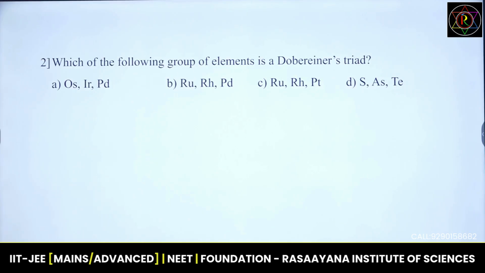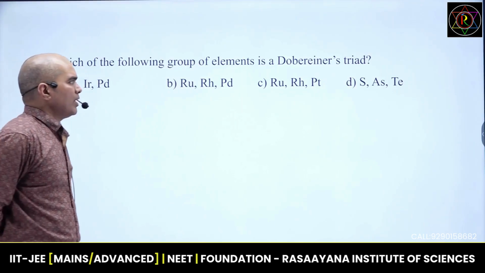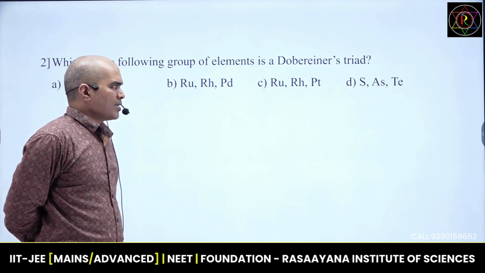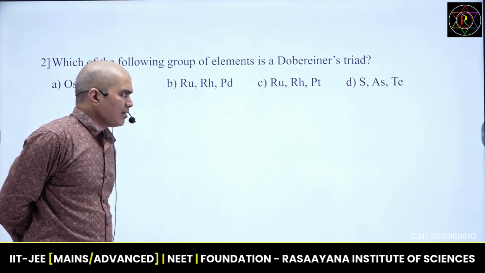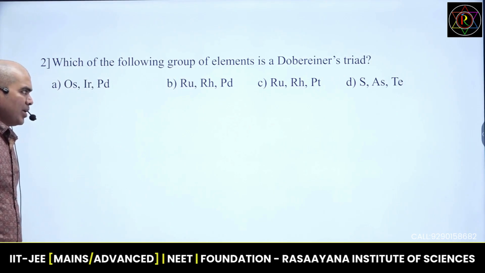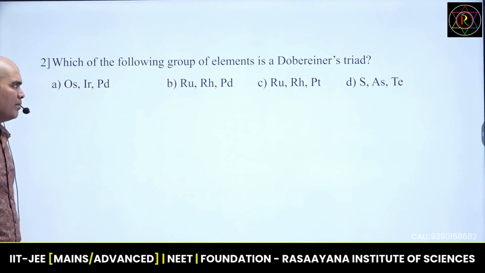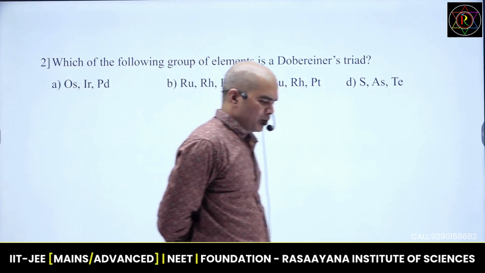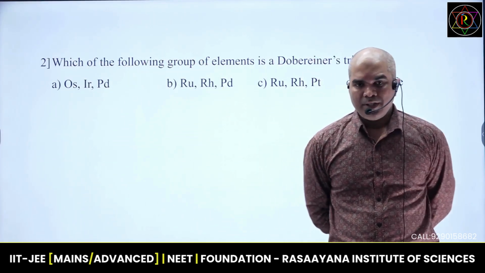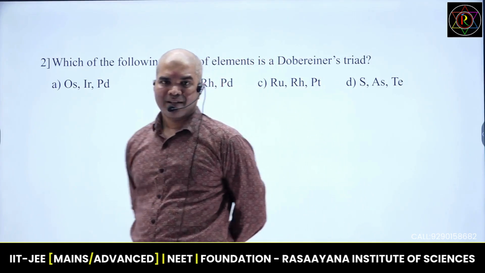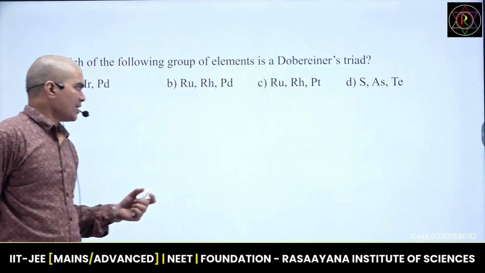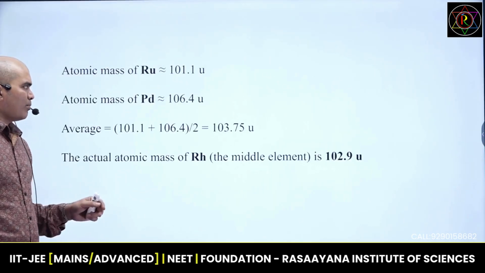Which of the following groups of elements is a Dobereiner's triad? Osmium, iridium, palladium; ruthenium, rhodium, palladium; ruthenium, rhodium, platinum; sulfur, arsenic and tellurium. Which of these? Some triads you have to remember directly. In this case the answer is ruthenium, rhodium and palladium. All of these belong to the 4d group. So how to match them? Directly you remember the answer, because you cannot remember all these atomic masses. Here I have given you the atomic masses.